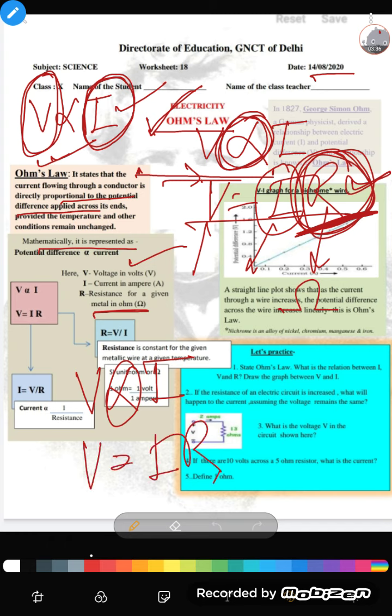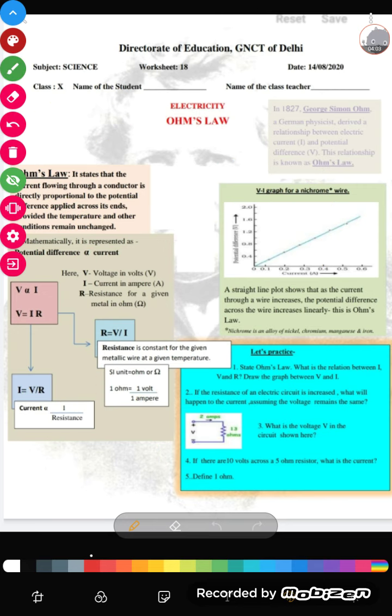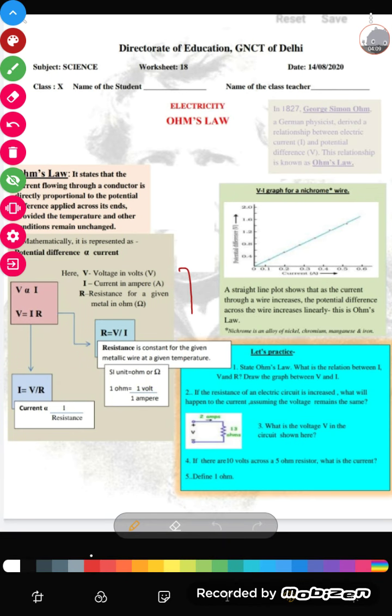And students, we can directly find out the value of either I or R from this relationship. If we want to know I, then it will be like this: V upon R is equal to I. And if we want to know R, then we will have R is equal to V upon I. Okay, so in this way we can find out any of these three values: either resistance, or current, or V, the potential difference.